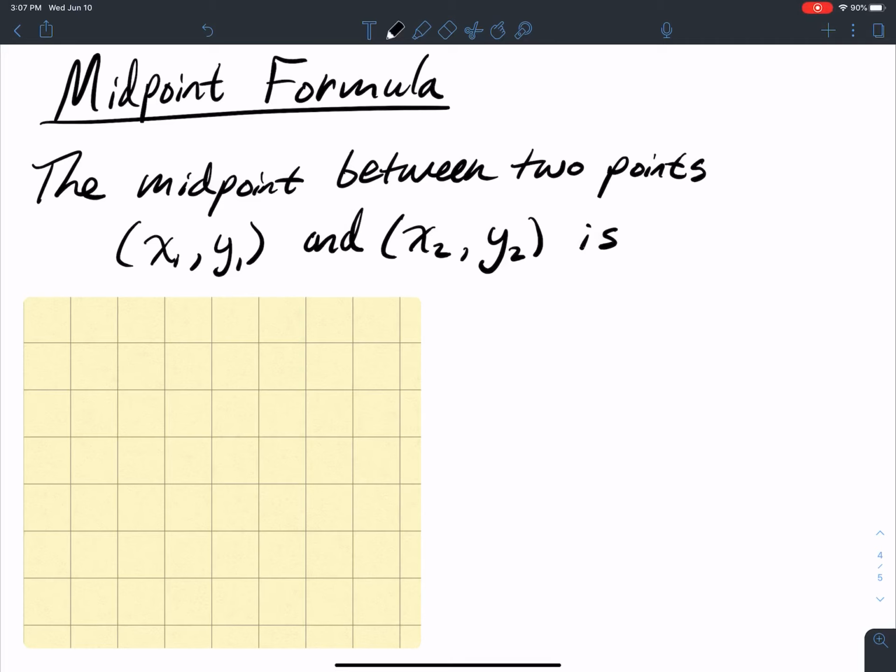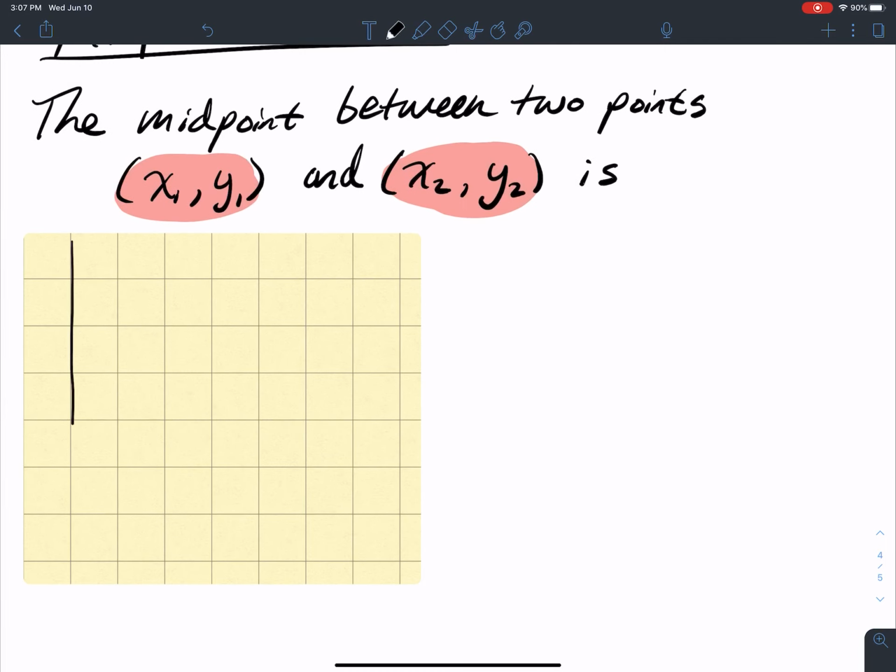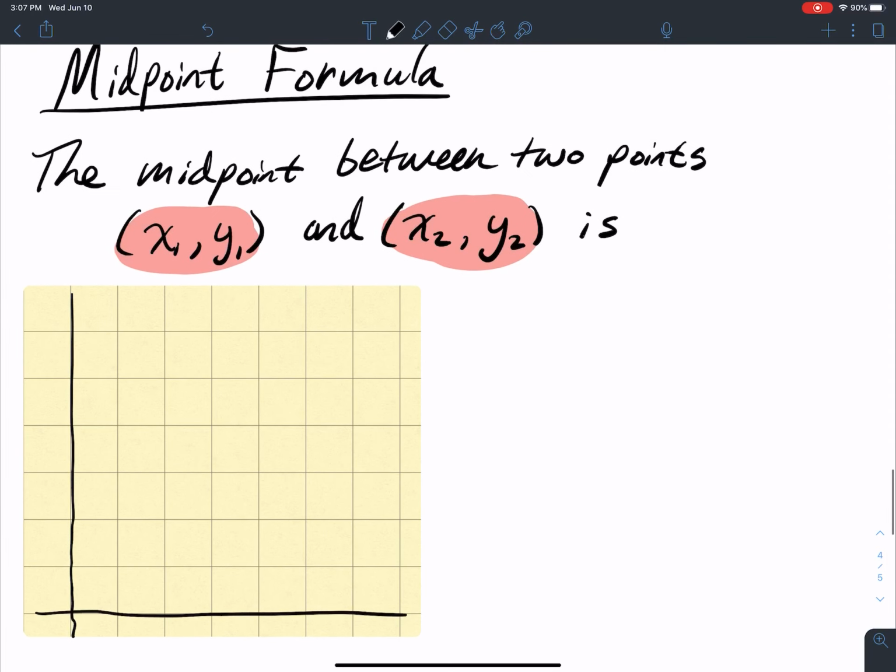Here we're going to talk about the midpoint formula. The midpoint between 2 points, x1, y1, and x2, y2. Once again, we're going to do in general here. So let's do a Cartesian coordinate system.